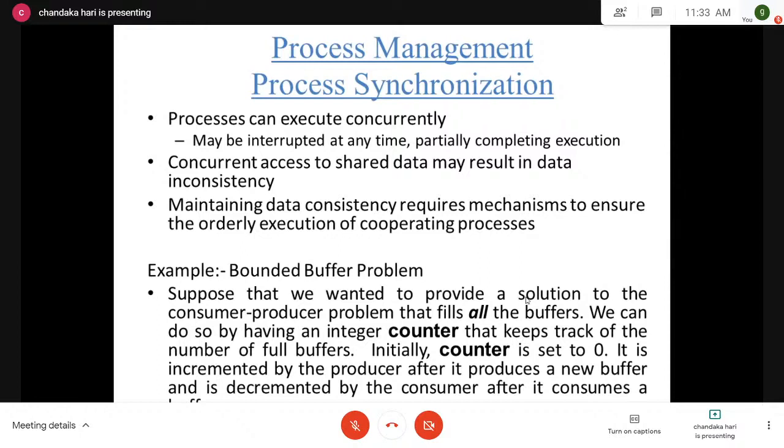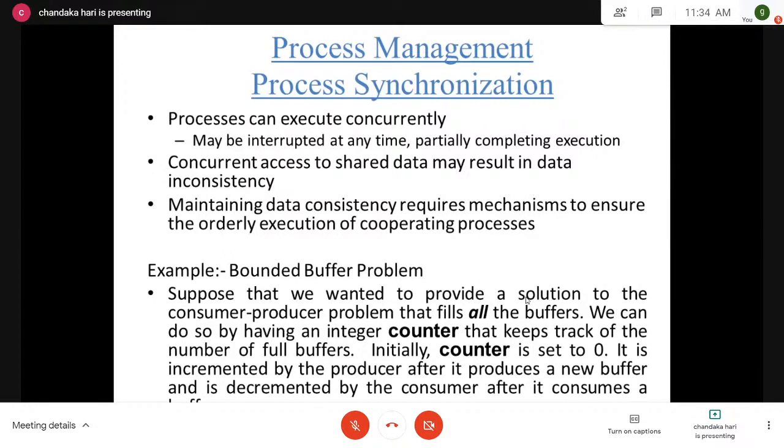Let us take an example. Last class we saw the producer consumer problem. The producer is producing items into the buffer, and the consumer is consuming items from the buffer. The data structure required to implement this bounded buffer problem is the circular queue. In a circular queue, in order to distinguish when the queue is full and when it is empty, we need an additional variable called counter. A counter is used to keep track of how many elements are present in the queue.